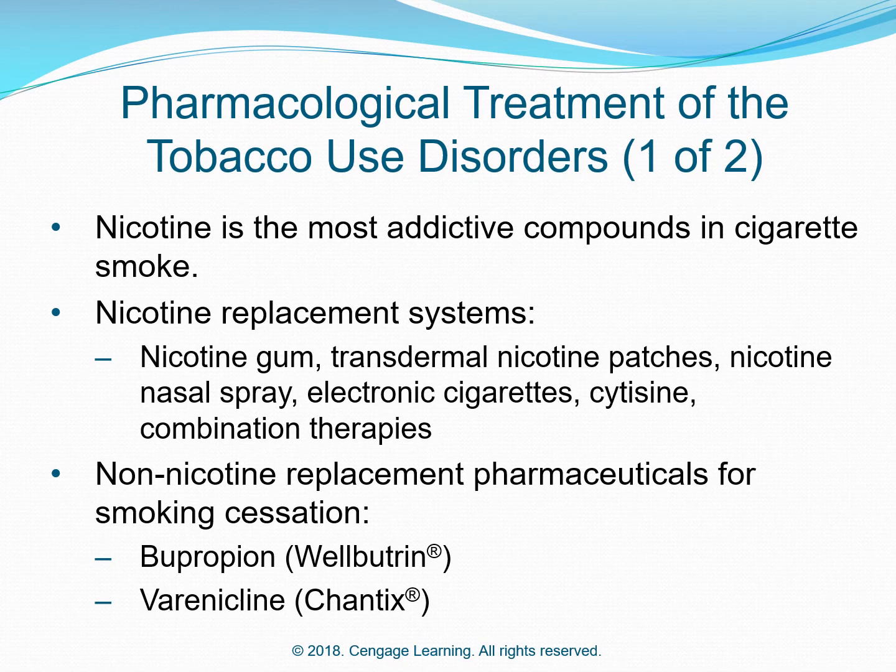So this is the treatment for tobacco use disorders. Nicotine is the most addictive compound in cigarette smoke. Nicotine replacement systems: gum, patches, the nasal spray, electronic cigarettes, and combination therapies. No non-nicotine replacements for smoking cessation: bupropion, which is Wellbutrin, or varenicline, which is Chantix.